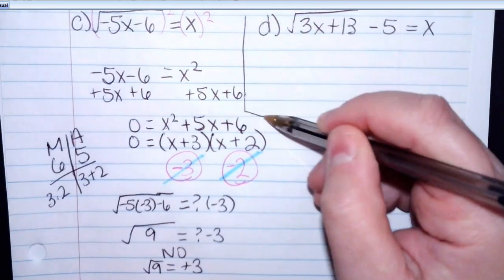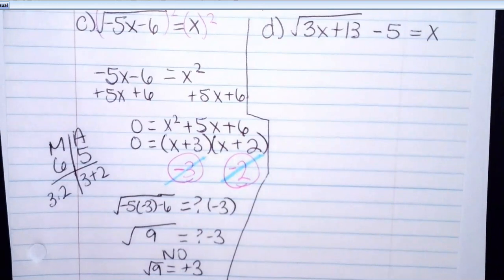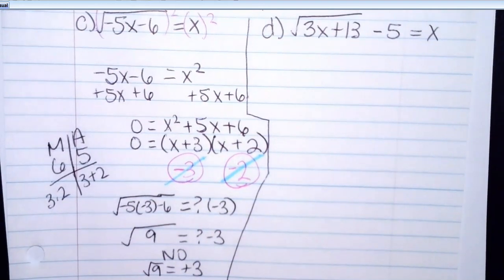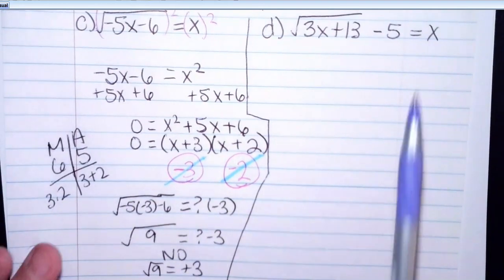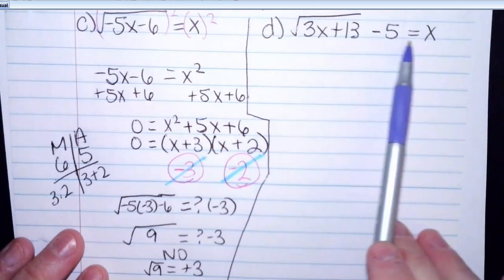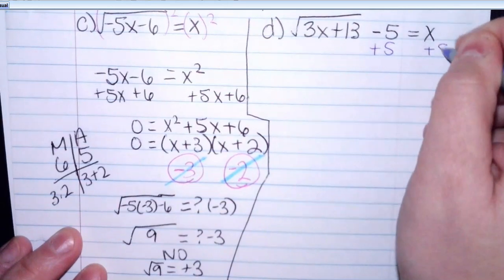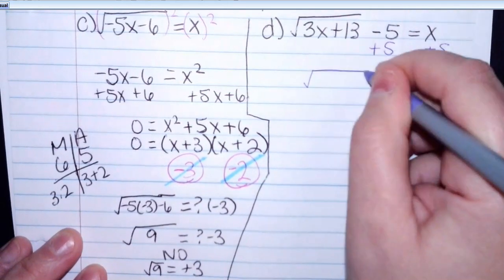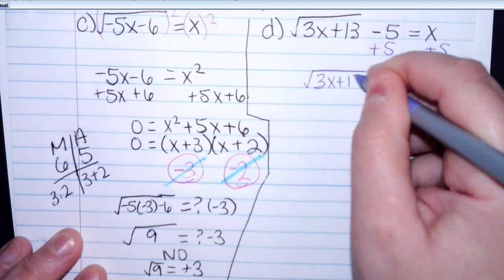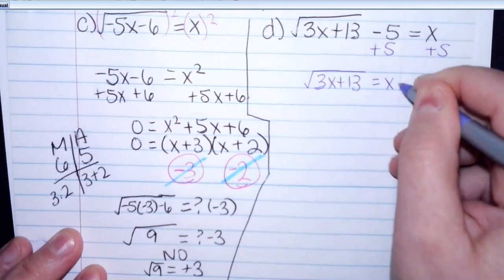Okay, now I got one more. Again, this is going to create a quadratic, but the first thing I got to do in this last problem is get the radical alone. So to do that, I just need to move this 5 to the other side. So we get 3x plus 13, and then this would be x plus 5.